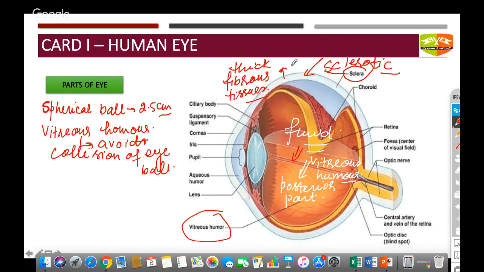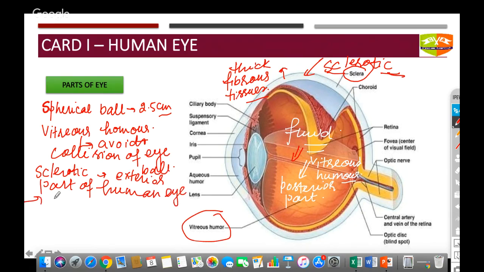And what is the role of this thick fibrous tissue? If this sclerotic is not there, what happens? The sclerotic is the exterior part of the human eye. So the first thing I know about the sclerotic is that it is the exterior part of the human eye, made of thick fibrous tissues.